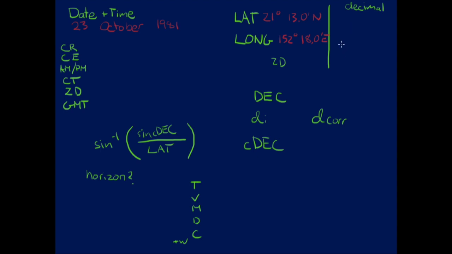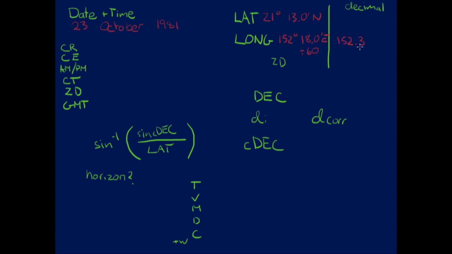I already know what this is going to be, so it's going to be 152.3. And the way that we do that is we take that 18 and then we divide those minutes by 60, right? Because we're trying to find whatever the decimal of the minutes is. 60 minutes is 1 degree. So we take that 18.0 minutes divided by 60, tells us the decimal representation of our longitude is 152.3.